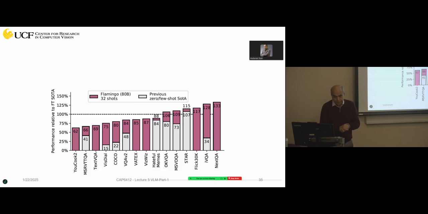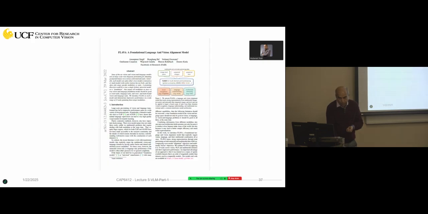So you can take a model which uses this as XQA, but this model, which uses only 32 shots, can do 33% better than that model. Which is good. Okay, so there's another model called FLAVA, Functional Language and Vision Alignment Model.